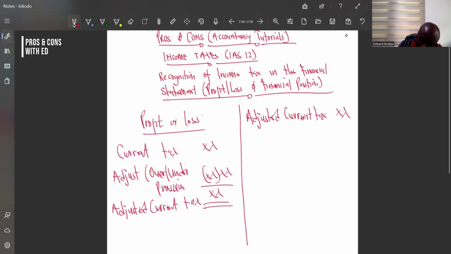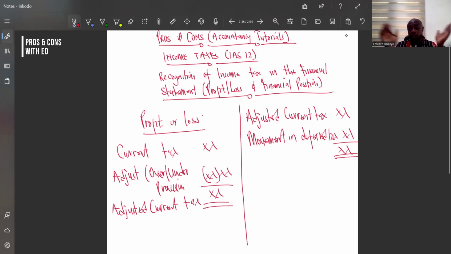plus what? Movement in deferred tax. So surely we are going to talk about the movement in deferred tax. For the current tax, that is the explanation. What about the movement in deferred tax?